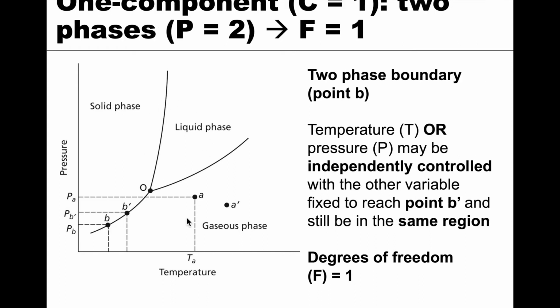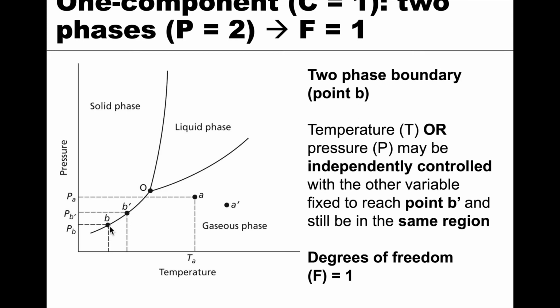So if we look at a different scenario now, where we have two phases. I'm at point B. At point B, I'm in equilibrium between solid and gas, so sublimation, if you want to think about it there. And if I want to still have two phases in equilibrium, I have to be on this line, and I can move one variable, right? I can increase the temperature to the right, but that means I also have to move pressure by a certain amount to be at B prime.